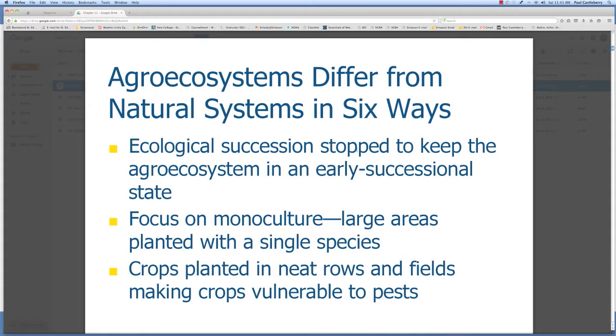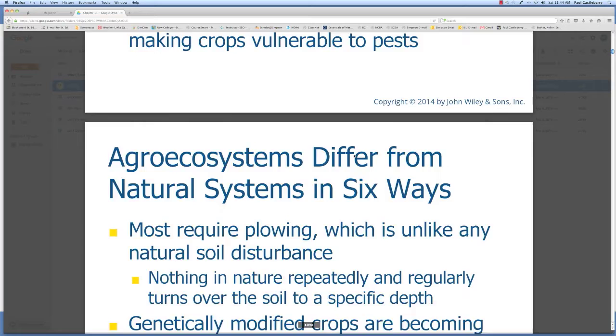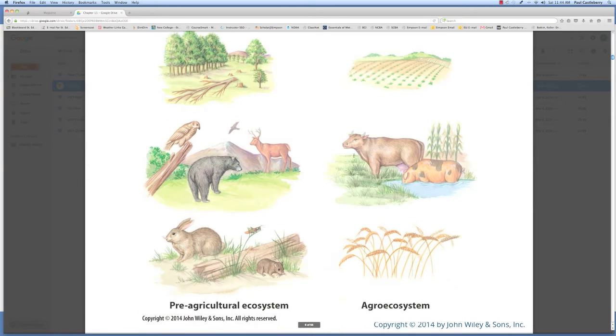Now, when we talk about agroecosystems, again, that's how they differ from natural systems. There are 6 ways that this textbook has identified something called ecological succession. Now, that was not a concept that we covered in this particular course. But as we go through, the way that you can look at it, let me scroll down here. I think a picture's worth 1,000 words.